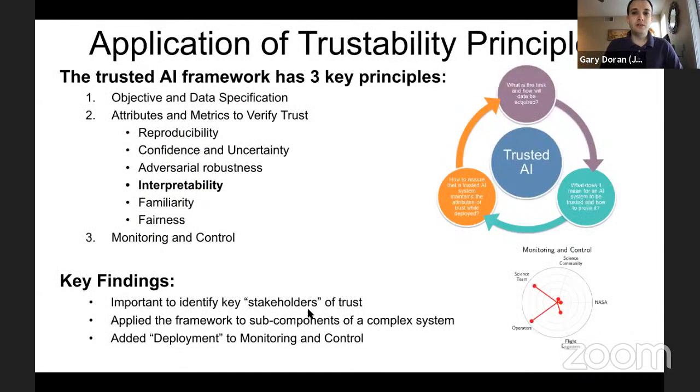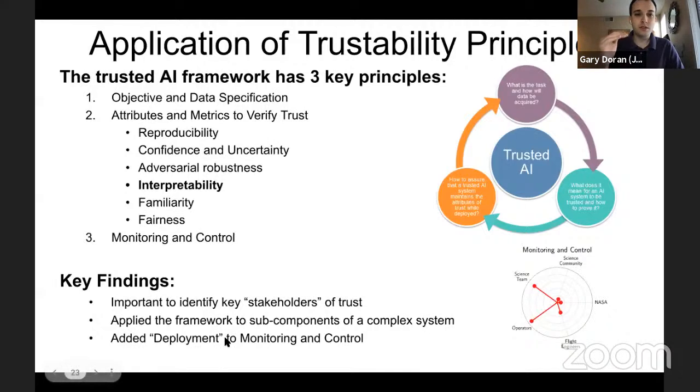Yeah, so this is an overview of generally what's included within this framework. There are 3 key principles that are meant to roughly mirror the development or mission lifecycle. The first principle here is the objective and data specification. So this is making sure that you've clearly specified your goal and you have some objective or quantitative way of measuring whether you're achieving that goal or not. And then that you've clearly specified the data sets that you want to use in order to measure that objective and quantify it.